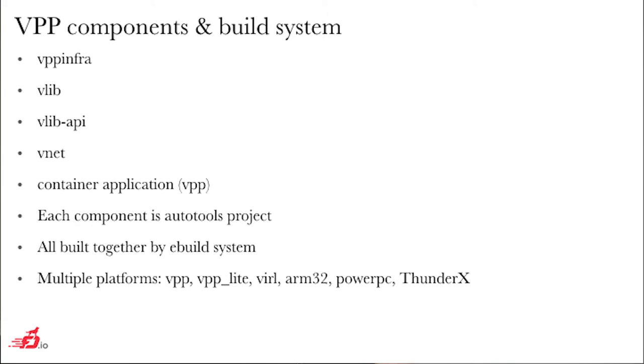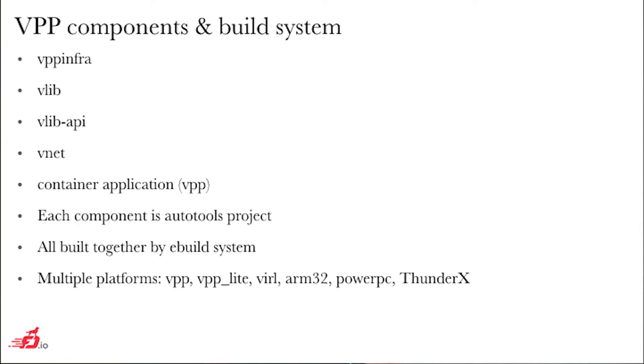is in vlib. It is really the place where we are defining buffers, vectors of buffers and so on. So all non-networking stuff is in vlib, including the initial memory initialization and PCI support and CLI and everything in vlib. Then we have the special library, which is called vlib API. It's related to the binary API, which I will discuss later.